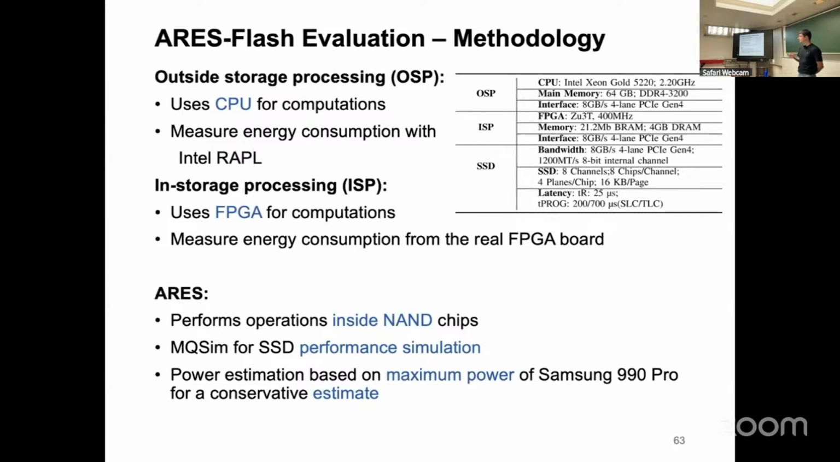So now for the evaluation, they compared it to 2 baselines. For outside storage processing, they used a CPU for the computations, and they measured the energy consumption with Intel RAPL. For the in-storage processing, they used an FPGA for the computations, and they measured the energy consumption directly from the FPGA board. And for Ares Flash, which performs operations inside the NAND chips, they simulated the performance using MQSim, and they estimated the power draw based on the maximum power of a Samsung 990 Pro SSD.